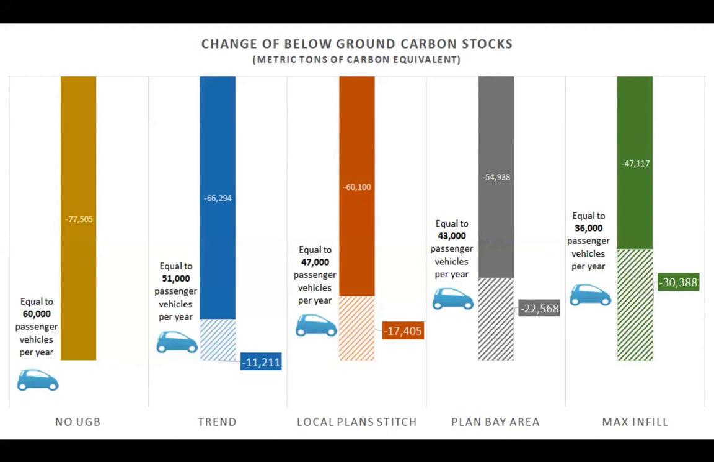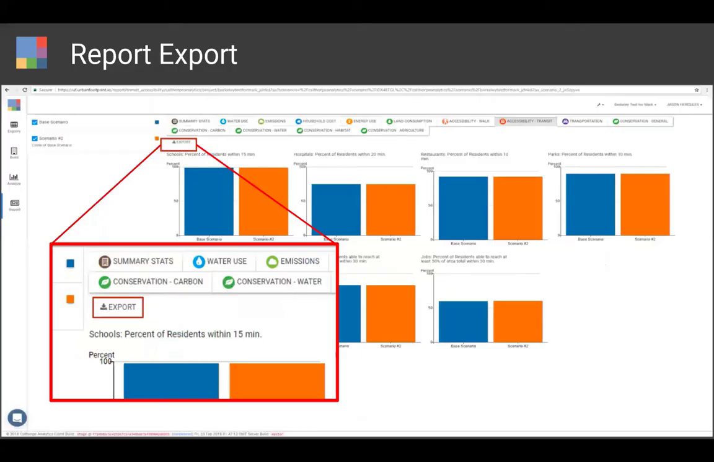Now I'm going to pass it over to Jason to talk about how you can get summary data, like the data you see here to create these charts, out of Urban Footprint with report export. Thanks, Kellen. Now, taking your understanding of how to create scenarios and analyze data, let's look at additional ways that you can interface with Urban Footprint.